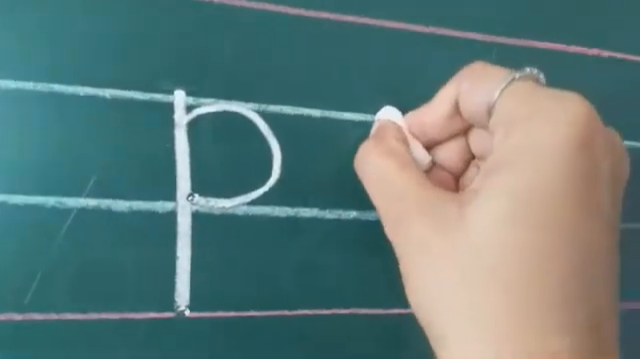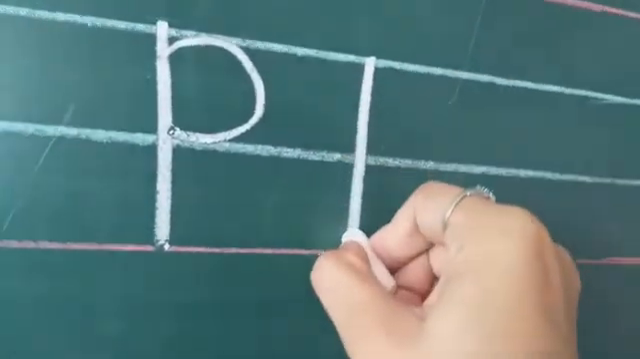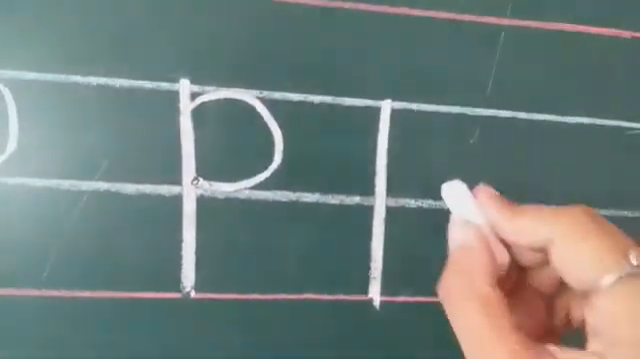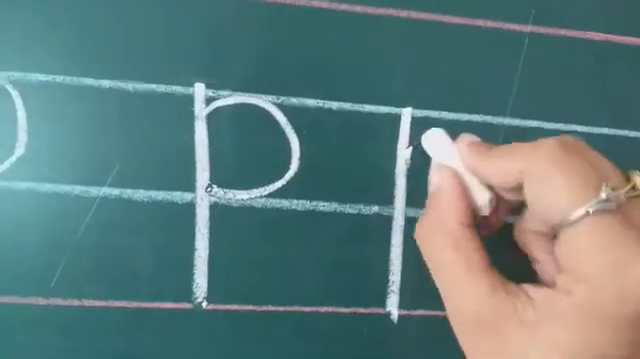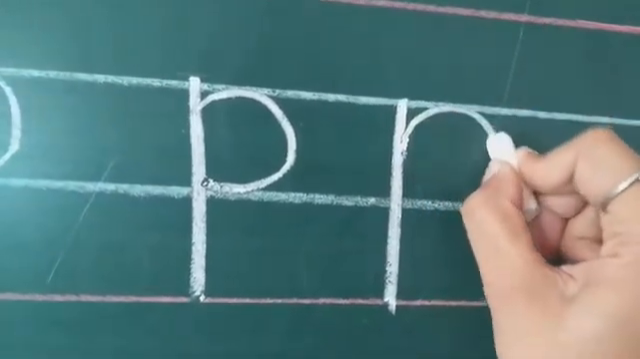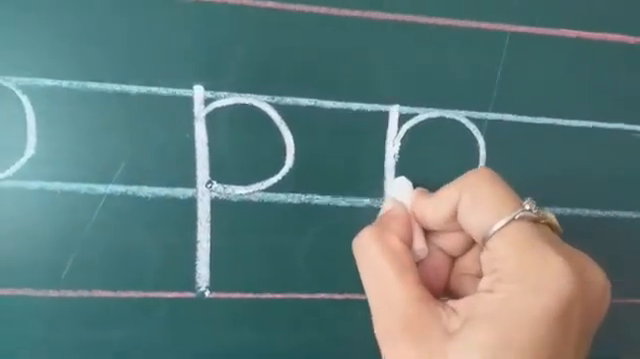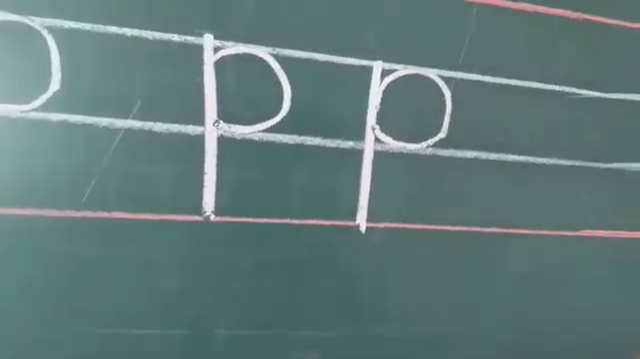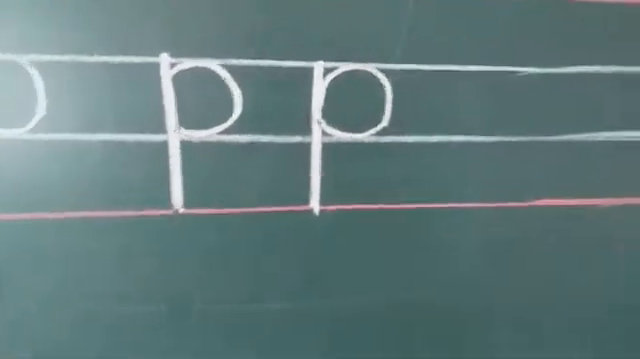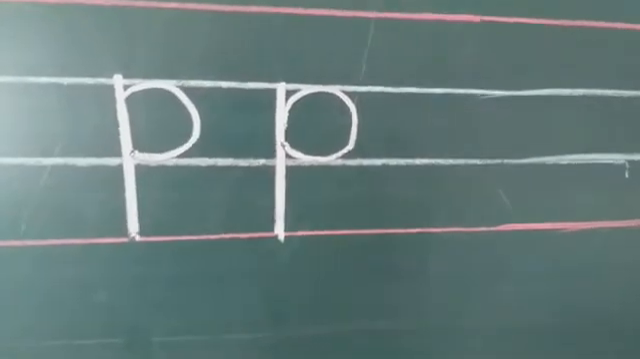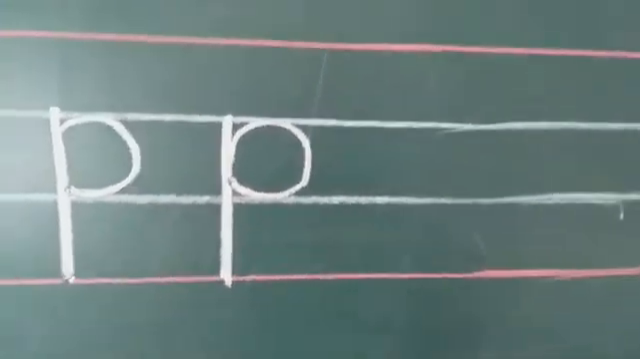Start with the first blue line and finish with the second red line, standing line, and then touch with the first blue line and again touch with the second blue line, half circle. It makes small letter P. Small letter P. P for pear.